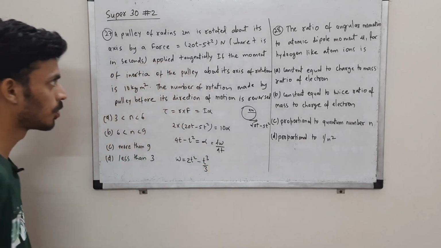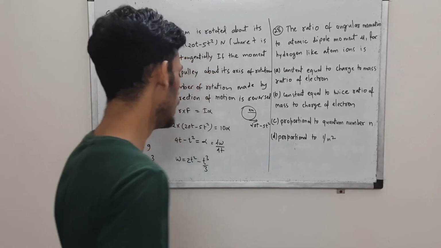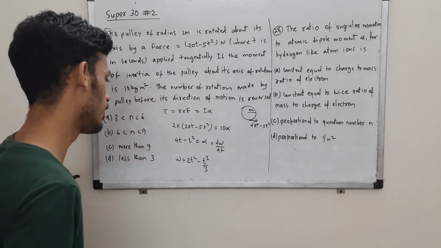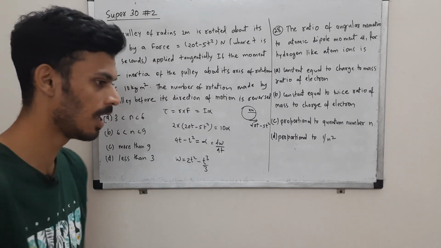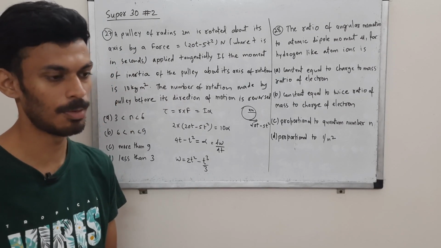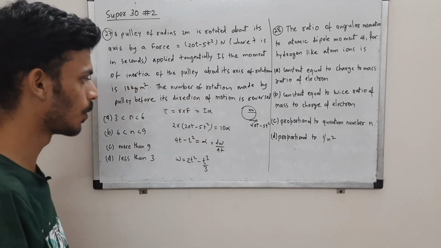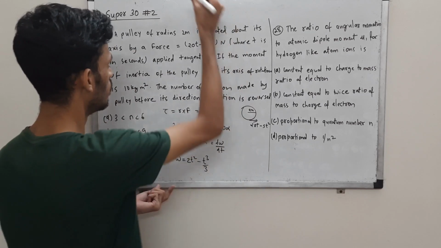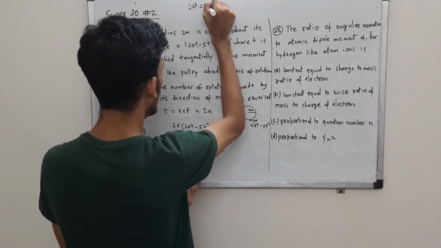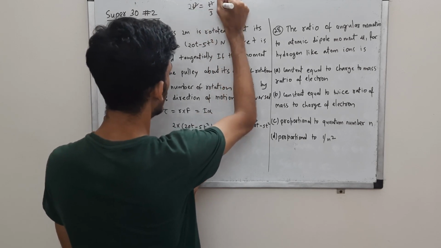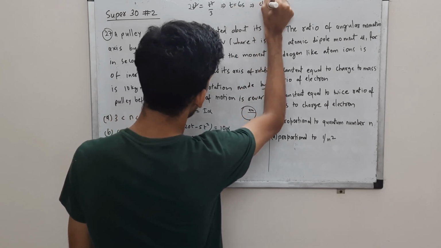Now we are supposed to know the time at which the disc or the pulley will change its direction, right? That will happen if the angular velocity becomes 0. At that point angular velocity will become 0, and then it will change its direction. So at that point make angular velocity 0. 2t square is equal to t cube by 3. So this will give you t is equal to 6. So at 6 seconds this will change direction.